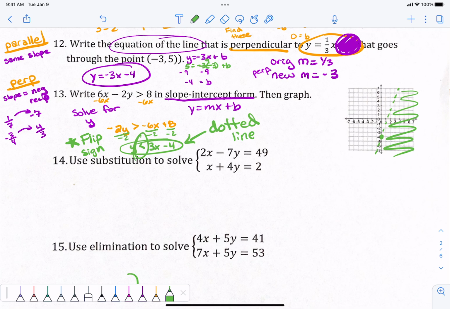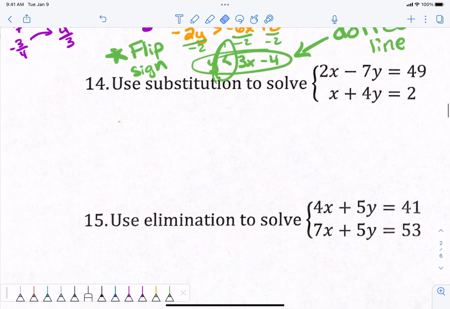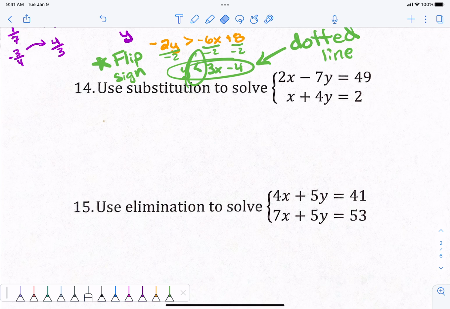Okay, let's keep going. Number 14, use substitution to solve this. Then the next one is elimination. Follow these ones really carefully. There's lots of steps. We have to substitute, but first we have to solve for one variable. That's our first strategy.